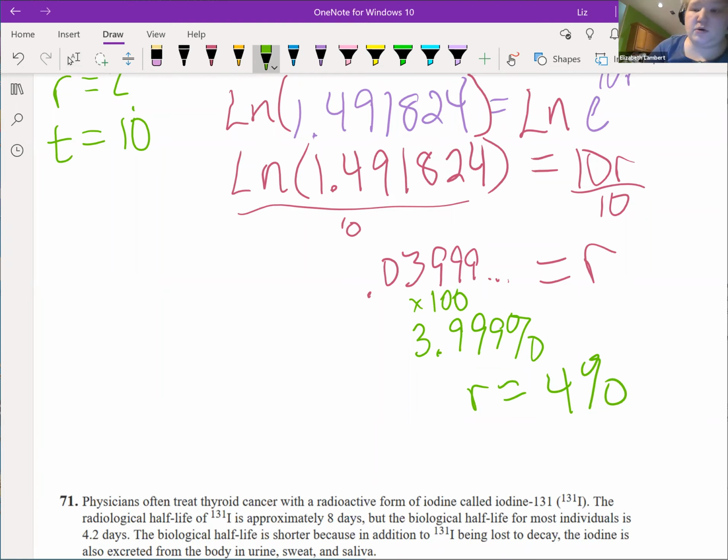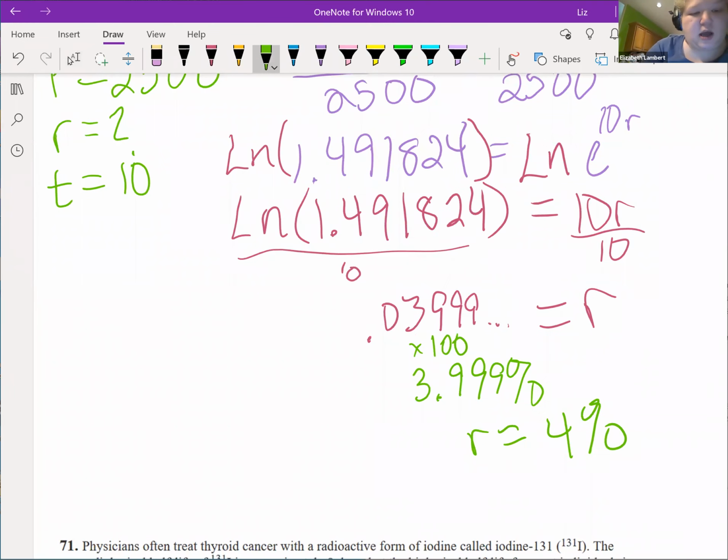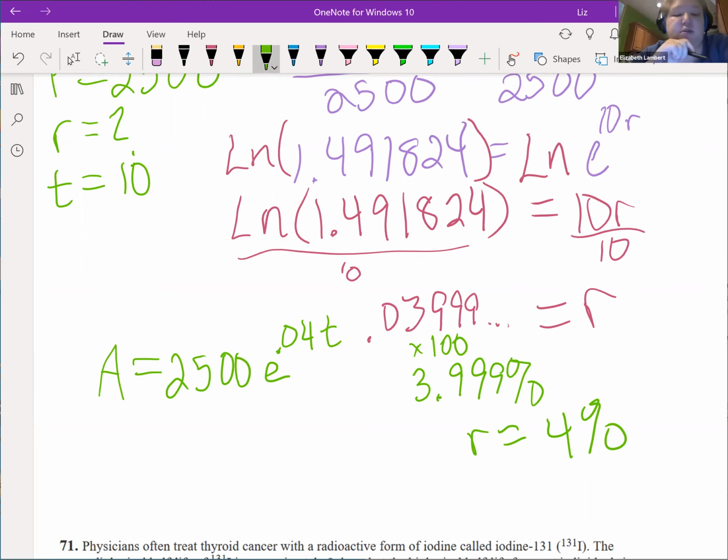So now my equation, my A equals Pe to the rt, because now I can solve for different A's, but my P would stay the same. I'm not changing how much I'm starting out at, but I know my rate now is 4%. So I can write 0.04 with a t. So this is now a new function. I want to know in 10 years, what's it going to be?